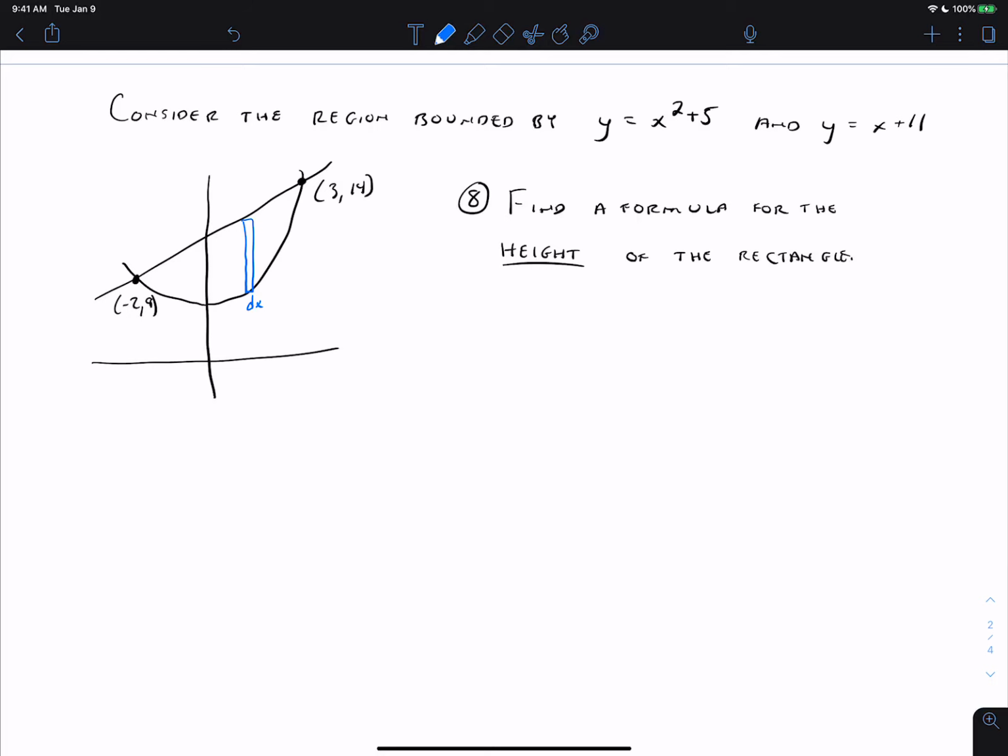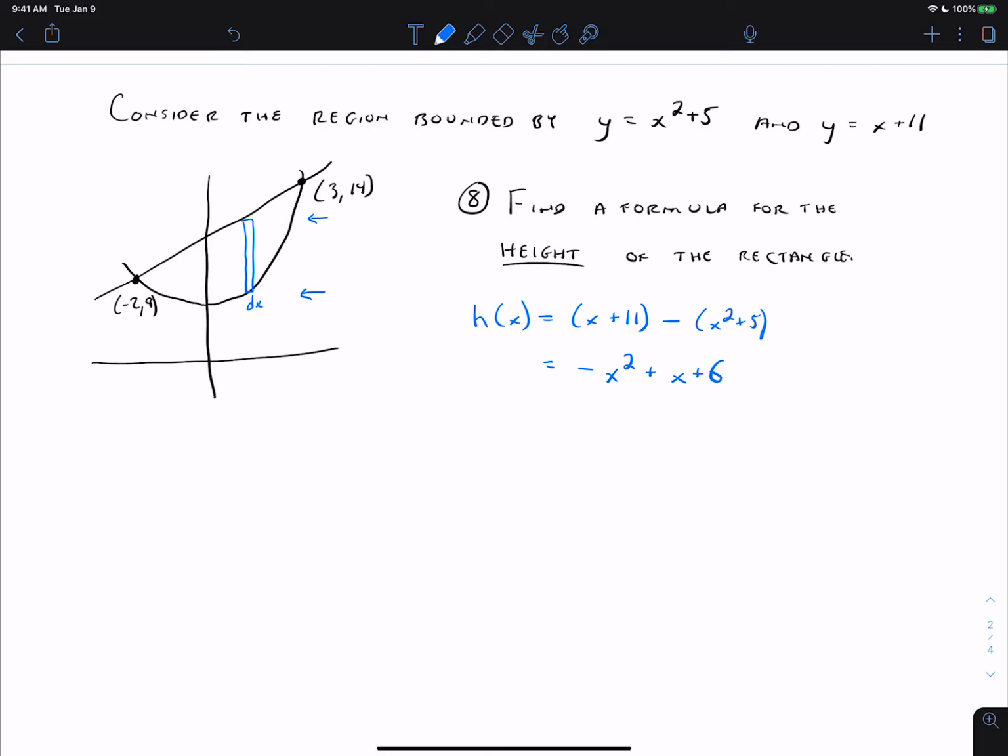Okay, so the height of the rectangle, we'll call this h of x. We take the top y minus the bottom y because in this case, this is a vertical distance. So the top y is the y value on the line, x plus 11. And the bottom y is the y value on the parabola, which is x squared plus 5. That then simplifies to negative x squared plus x plus 6, if you distribute the negative. But that is the height function. Again, we should be thinking of distances as starting as subtraction. So in this case, the top y minus the bottom y.